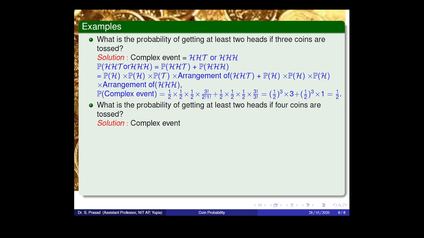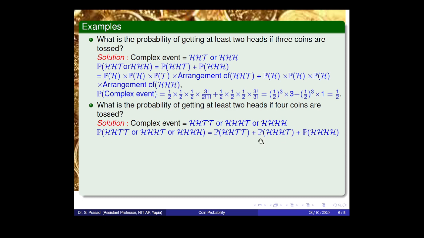At least 2 heads when 4 coins are tossed means we go for HHTT, or HHHT, or HHHH. These 3 events are coming: HHTT, or HHHT, or HHHH. Then after that we go for finding the probability of the complex event.